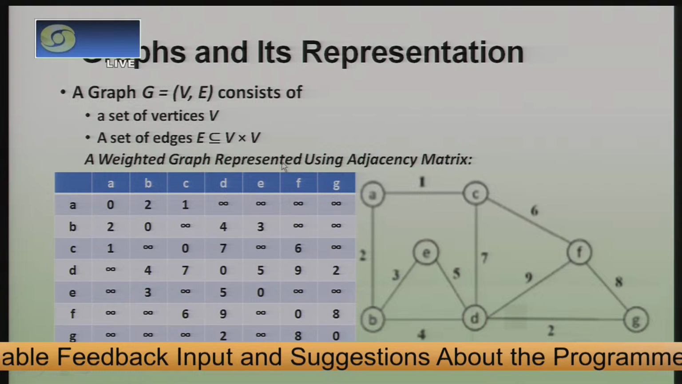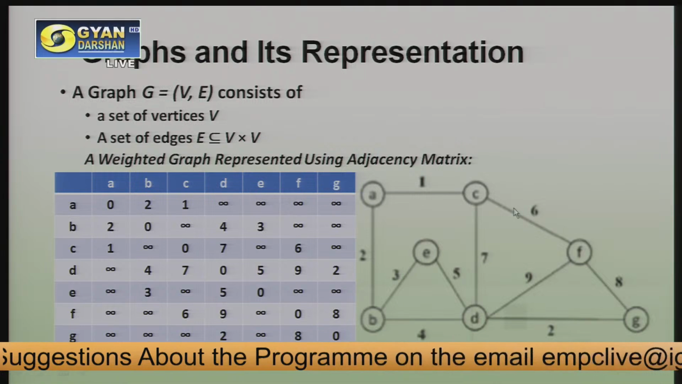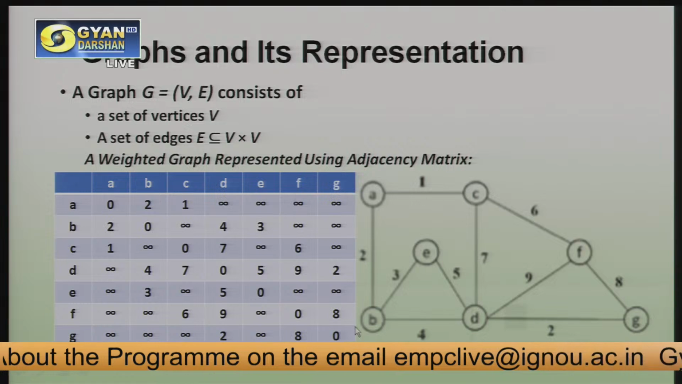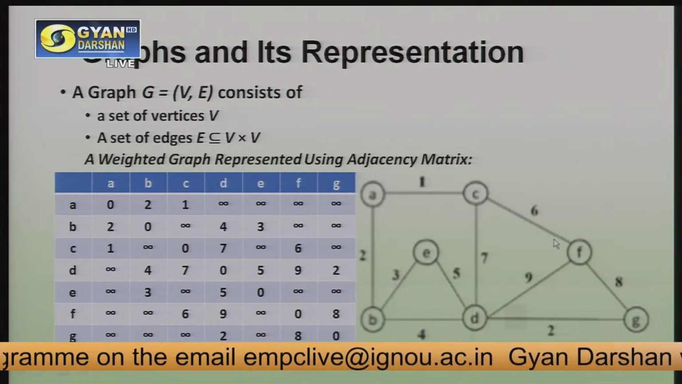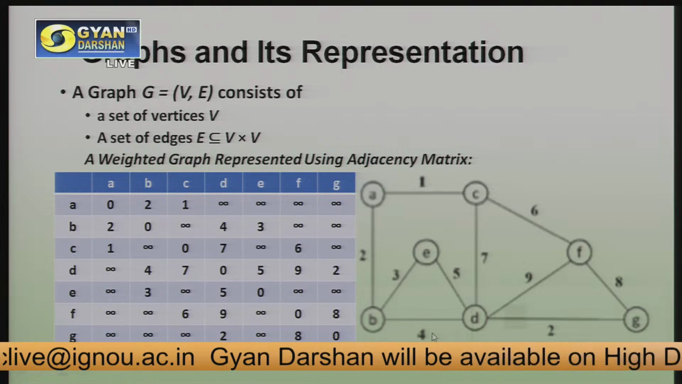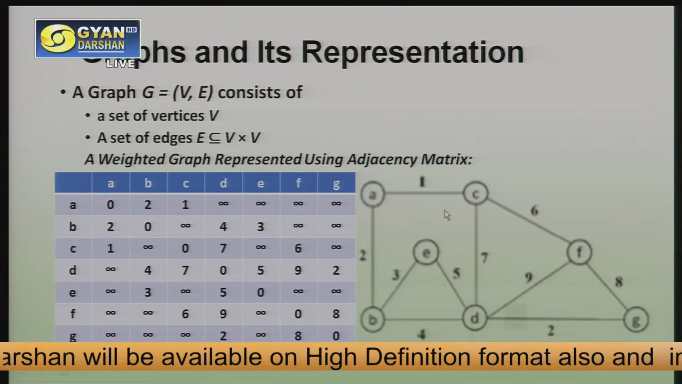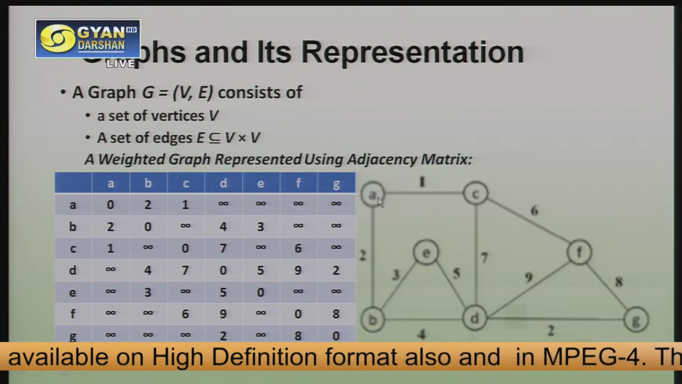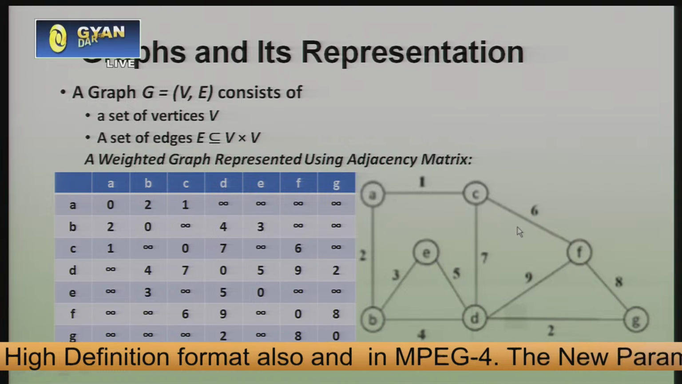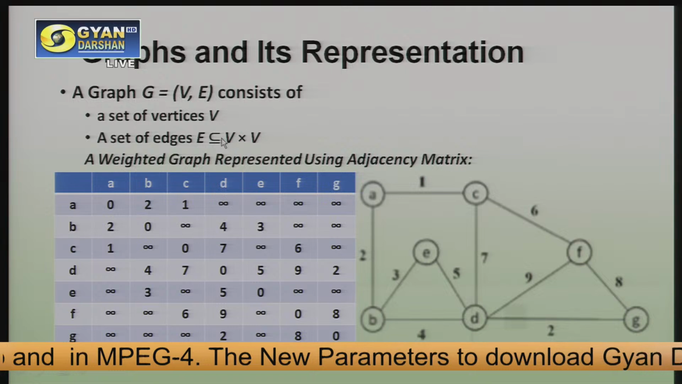Well, a weighted graph is represented using an adjacency matrix, and this is an example of that adjacency matrix. So here is a typical graph, which is a set of nodes and a set of edges. They are definitely less than V cross V, because the edge from A to E is missing, like many edges are missing. So therefore it will definitely be a subset.